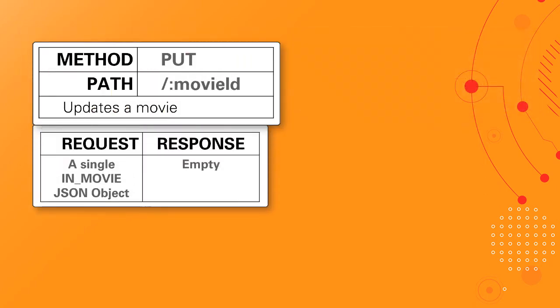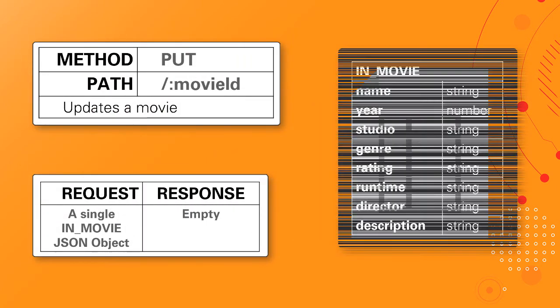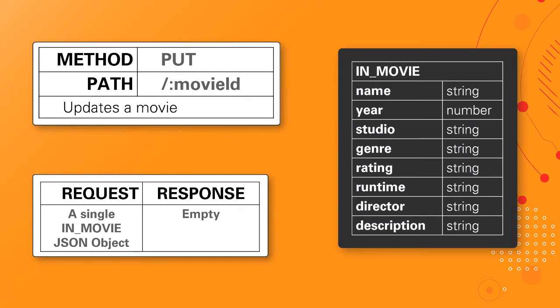PUT should update the movie. Then, the request should have the movie object. The properties required are the same as in the POST on slash method. The ID of the movie to modify is provided in the path. The response can be empty. I like to return a single OK string, but since it's not relevant, then nothing can be returned.